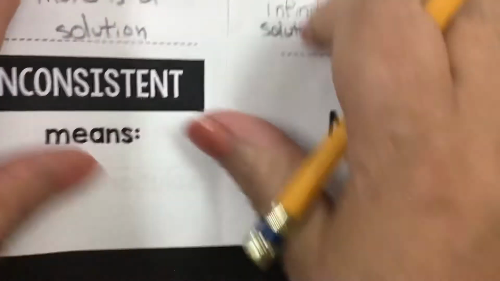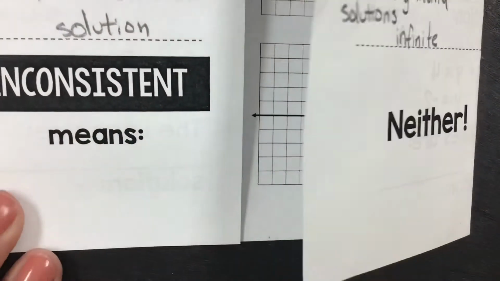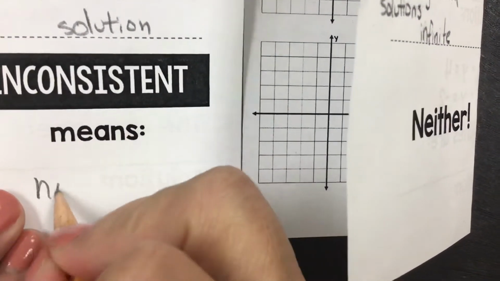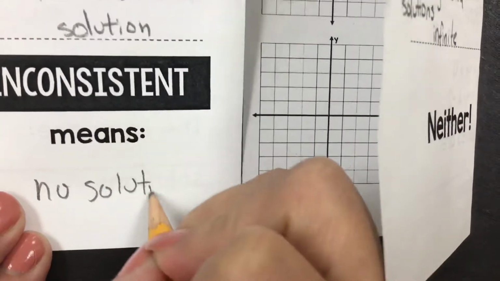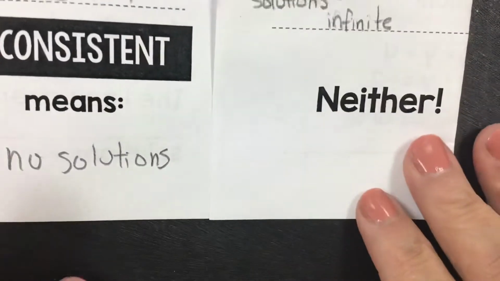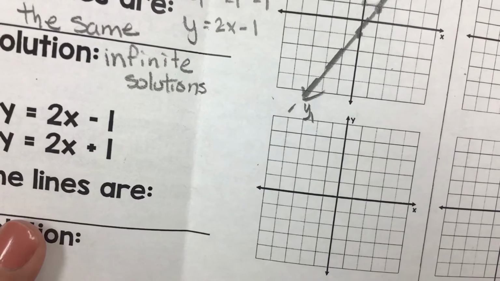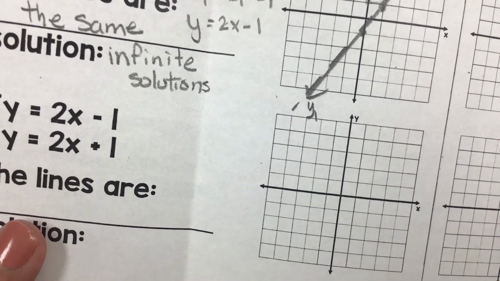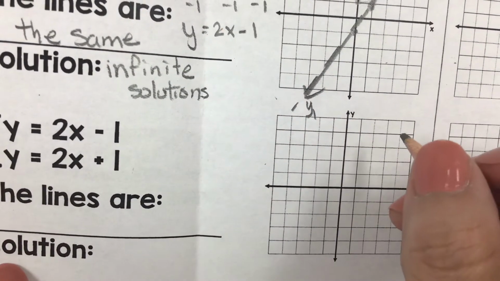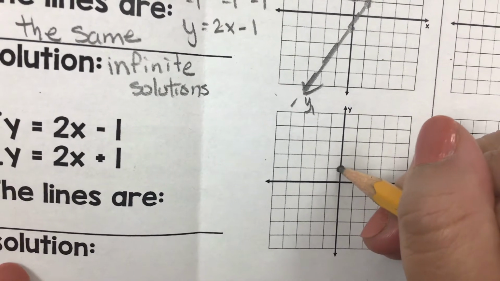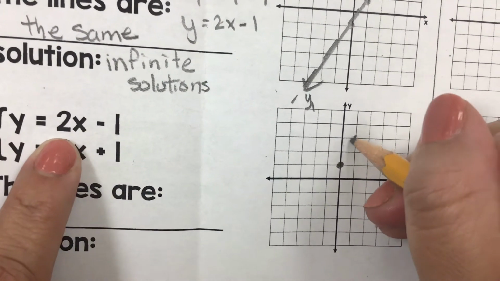All right, and then the last one is an inconsistent system, which means that there are no solutions. So it can't be either independent or dependent because these lines don't intersect. So the first one is at negative 1. You're going to go up 2 to the right 1.